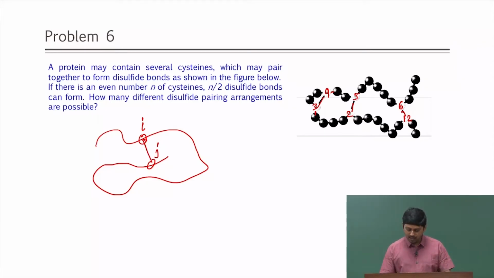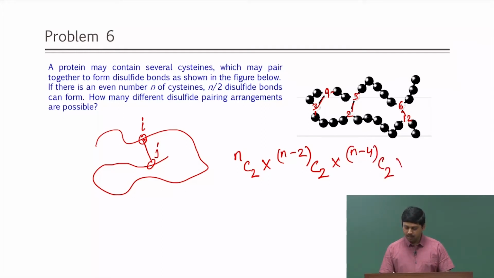So, how we can think about that is that out of the n cysteines, we can take any 2 cysteine groups to form a bond in nC2 number of ways. That will leave us with n minus 2 cysteine residues. Again we can take 2 out of them to form a bond, that will leave us with n minus 4 cysteine. Again we can take 2, and like that we can continue, and then the last 2 will form the bond in 2C2 ways, that means a unique way. So, that will be the number of possible arrangements.